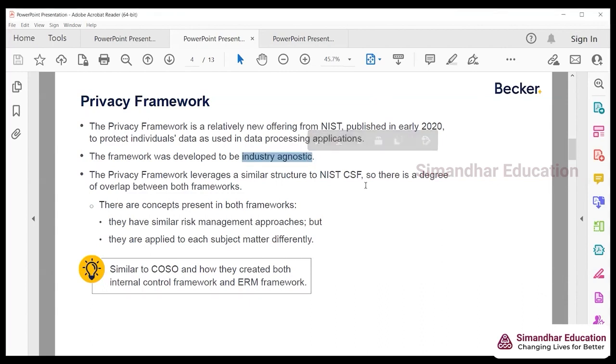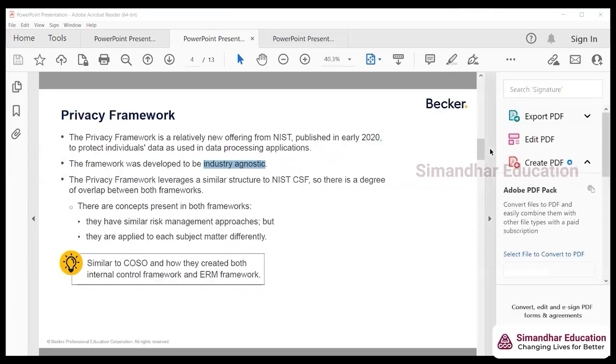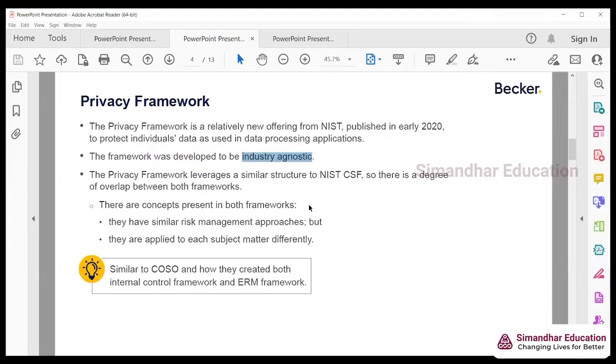Can anyone tell me what this means? Anyone aware? I will explain, don't worry. The framework was developed to be industry agnostic. No need to Google, I will just tell. I will wait for 30 seconds and tell. Supportive, not specific to an industry. Yeah, so Ganesh is correct. Industry agnostic means that it can be applied to any industry, right?